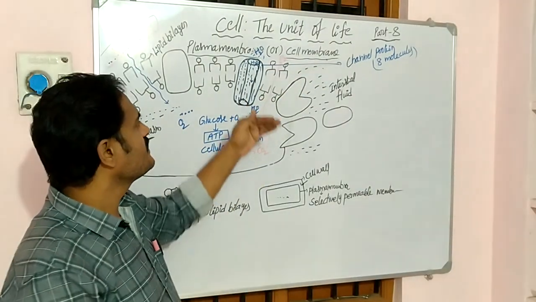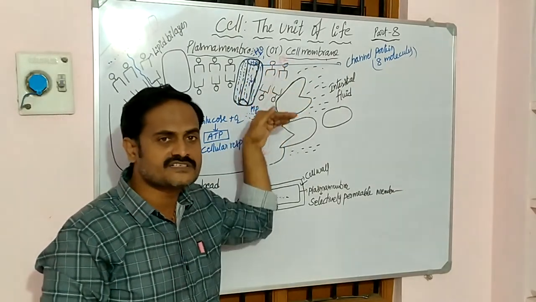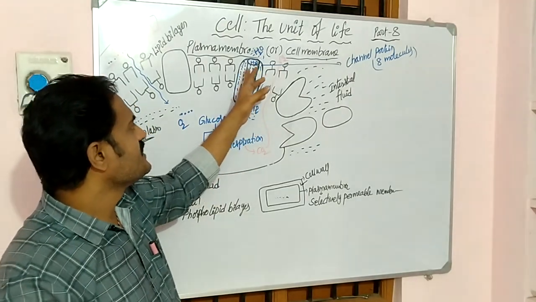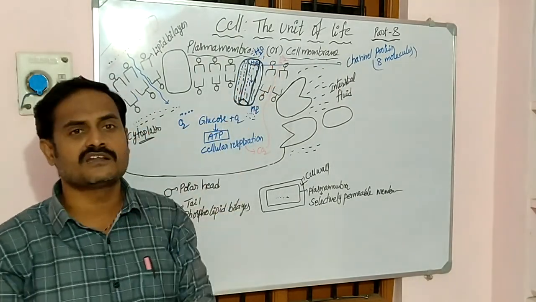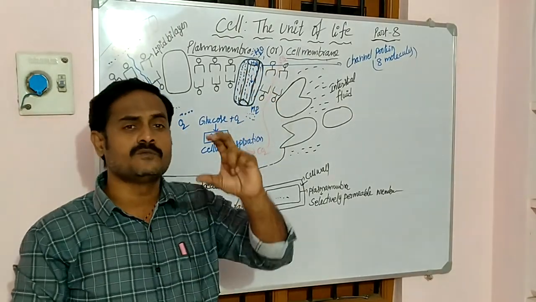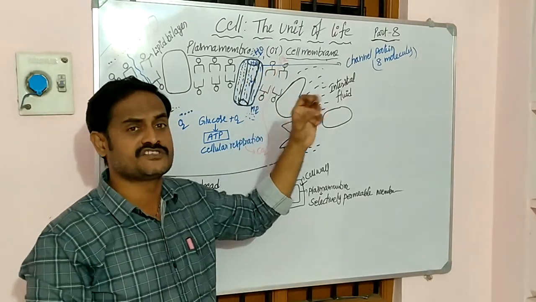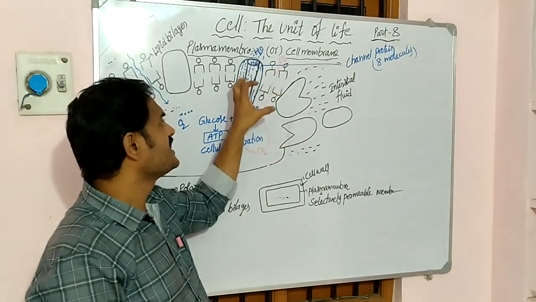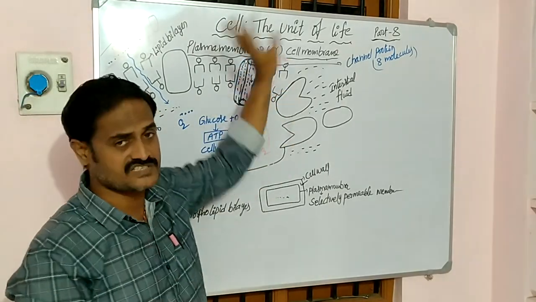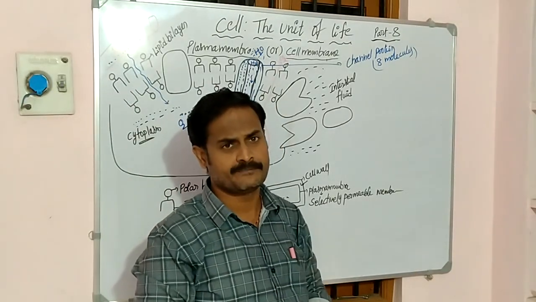So the water transportation, inside or outside of the cell, both processes are helped by the channel proteins. Remember, see here, 8 molecules form as 8 types of channels. Through these channels, the water moves inside or outside. So that is the use of channel protein.